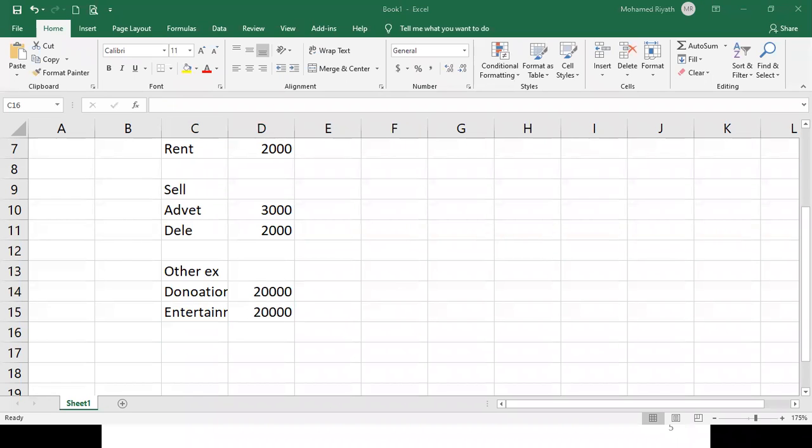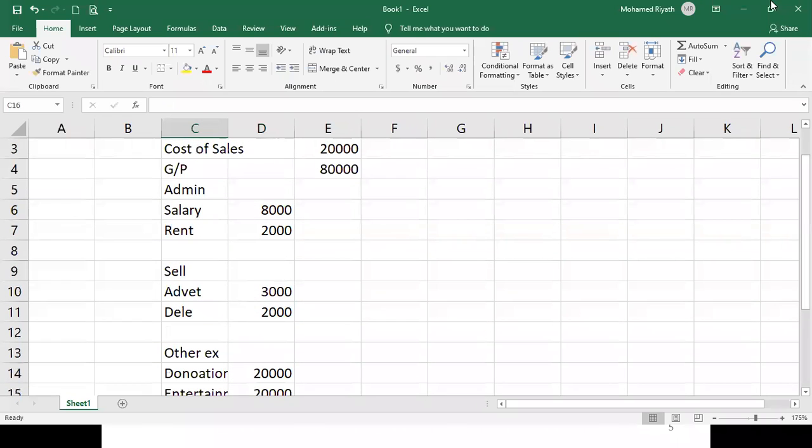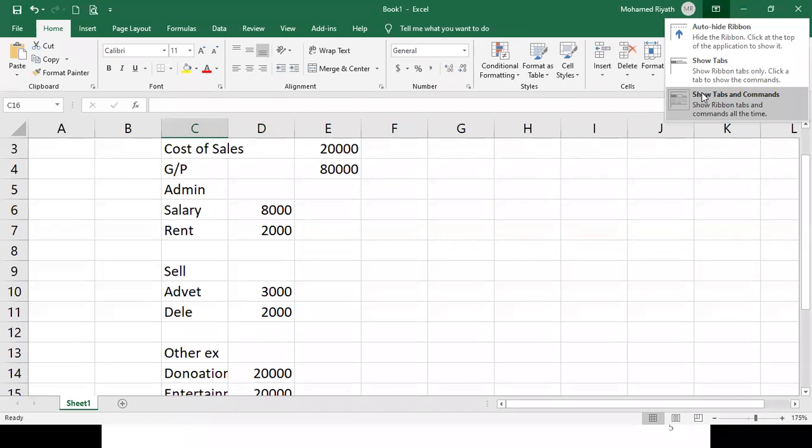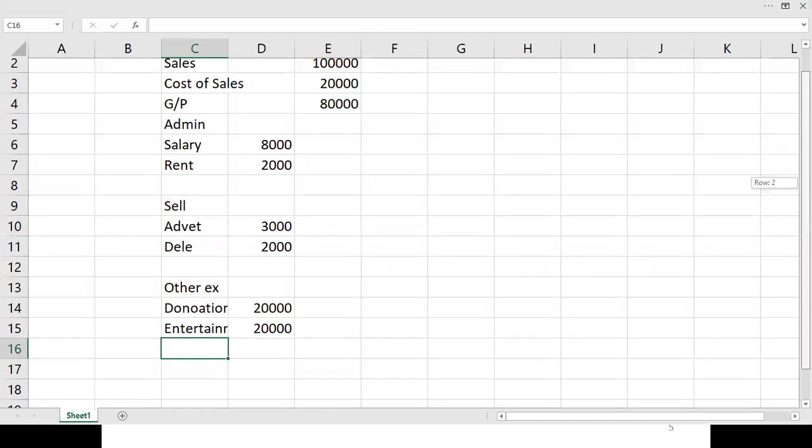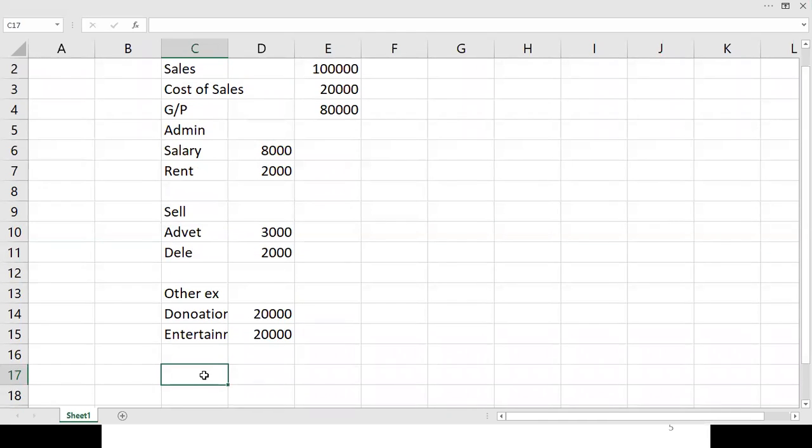Then how much is the accounting profit? Can anybody of you calculate and tell me how much is the accounting profit, the profit before tax? So total admin expenses 10,000, and total selling and distribution expenses 5,000, and other expenses 40,000. How much is the profit before interest and tax? How much?